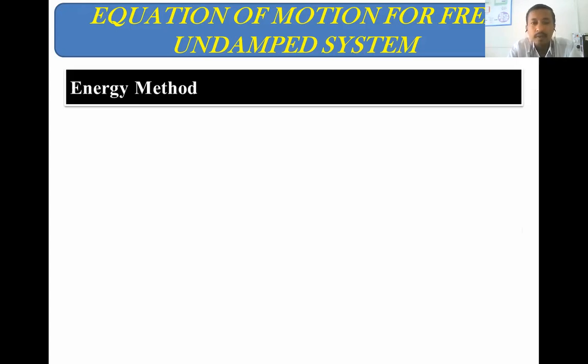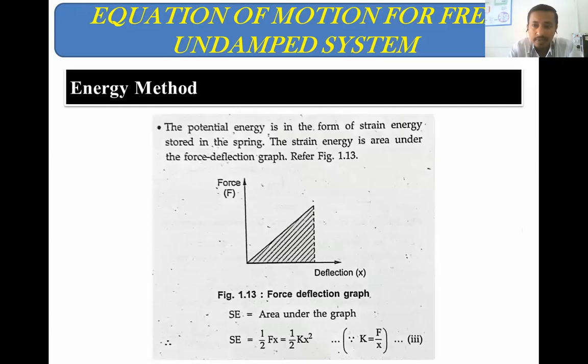So next, kinetic energy is given by half m v square, that means half m into x dot square. After that, potential energy. Potential energy means it is strain energy. So potential energy is in the form of strain energy stored in the spring.